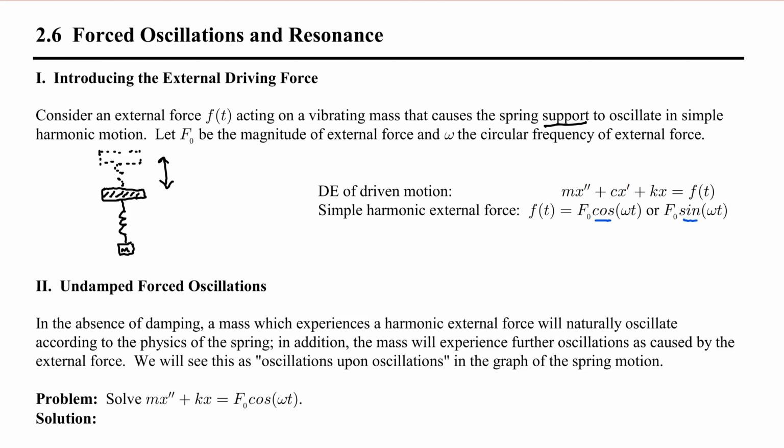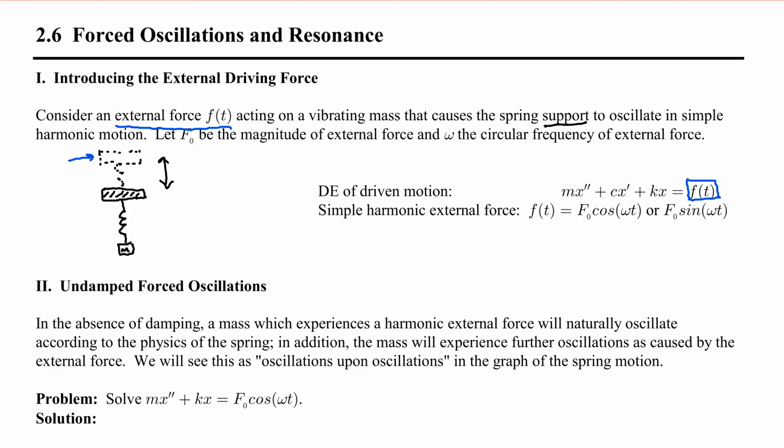Now, the differential equation of driven motion changes just a little bit. On the left side here, you see our familiar terms, m x double prime, that's mass times acceleration, plus damping constant c times x prime, that's velocity, plus k spring constant times x position. What's different about this differential equation of driven motion is this term over here on the right side. This function describes the external force acting on the base of our experiment here. This creates a non-homogeneous linear differential equation.